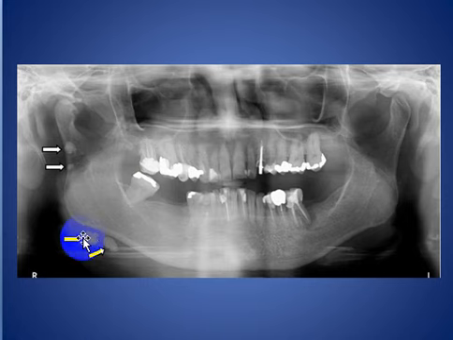And here we see multiple stones in the submandibular gland canal, and also stones in the parotid gland, and restoration of the teeth with multiple root canal treatments.